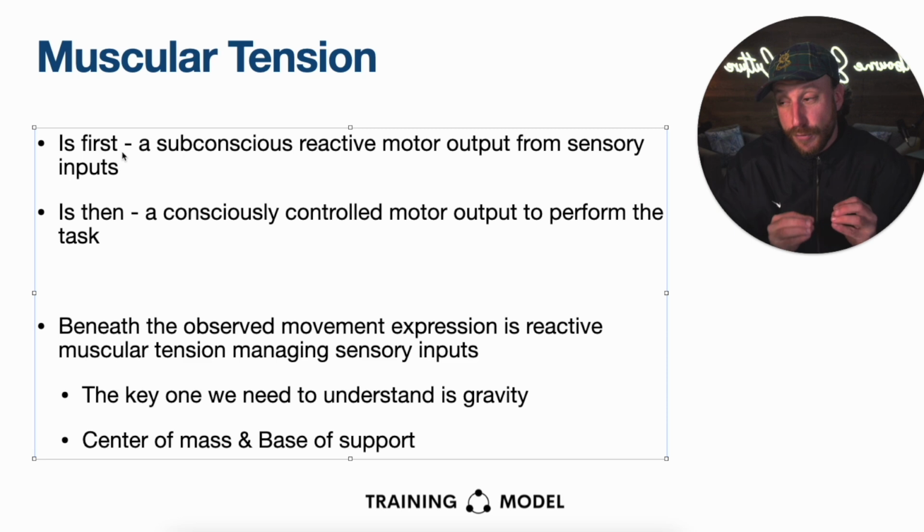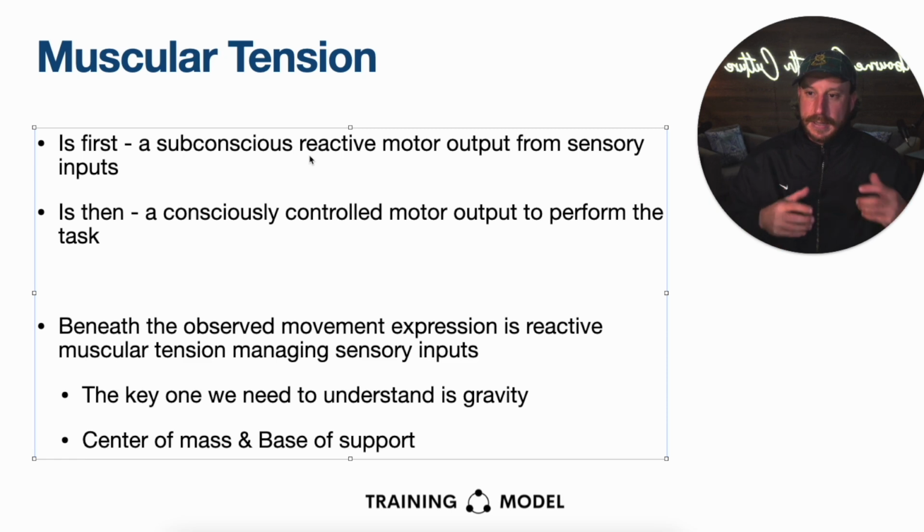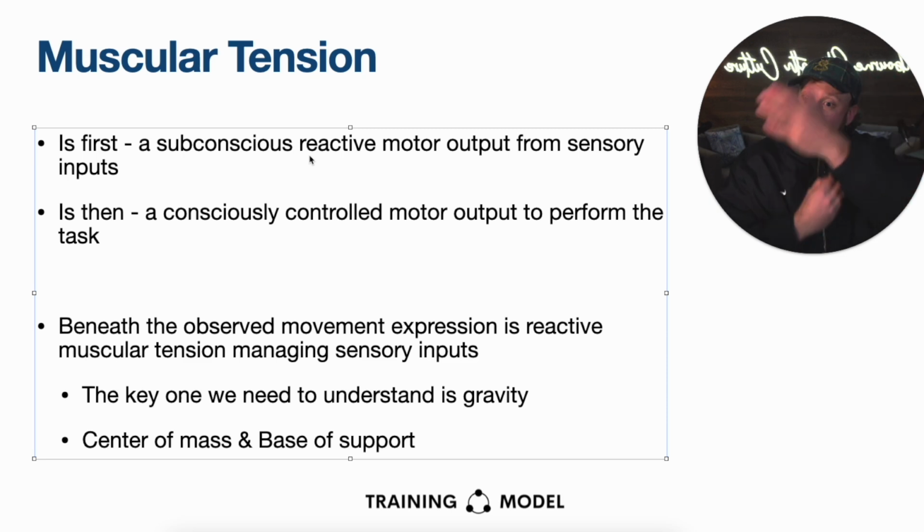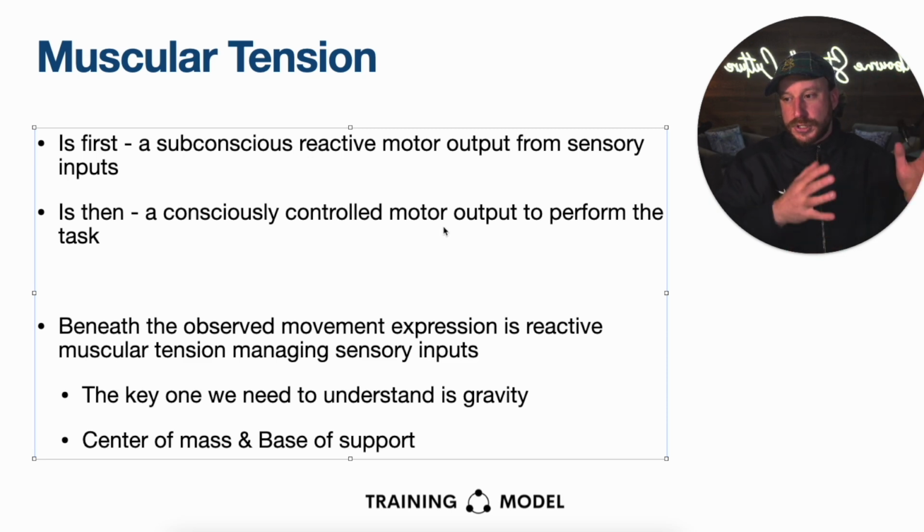Muscular tension is first subconscious. It's a reactive output from the sensory inputs and the information that the body is receiving. It happens way faster than we could ever consciously control, and we'd mess ourselves up if we had full conscious control. Evolution has made that all a reactive process that happens beneath the surface of our consciousness. Then consciously controlled motor outputs are laid on top of the reactive, reflexive stuff, in order to perform the tasks that we create and place in front of our clients. So that is the same thing: it's reactive first and then it's conscious.